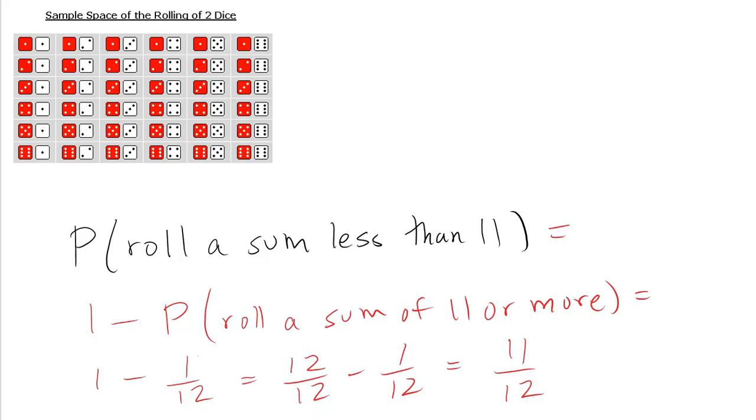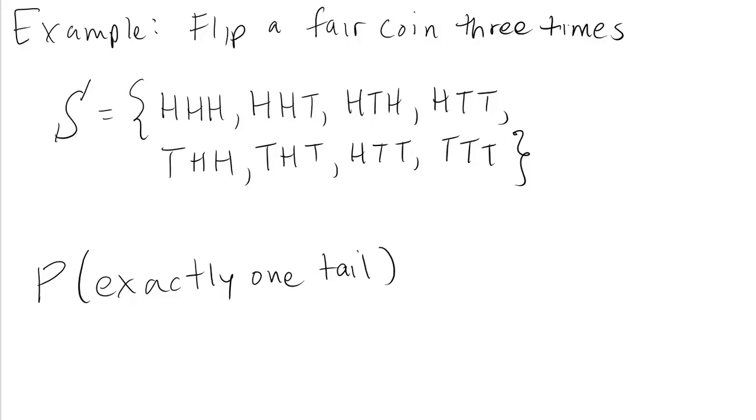Let's change the experiment. We'll stay with the classic. We're going to flip coins. This time we're going to look at flipping a fair coin 3 times. So I've got the sample space already listed here. This time I didn't get a pretty picture for you. I wrote it out myself.